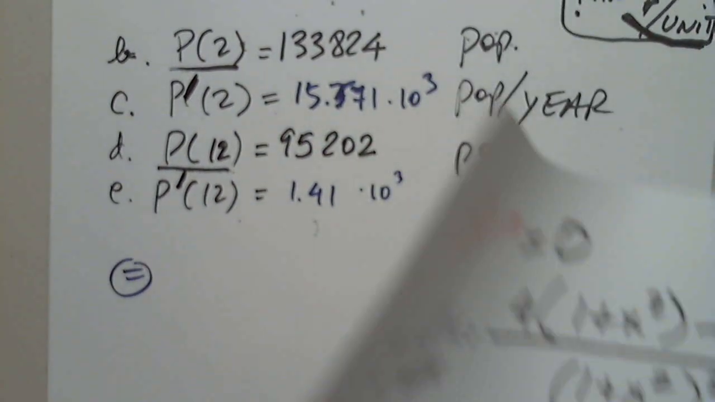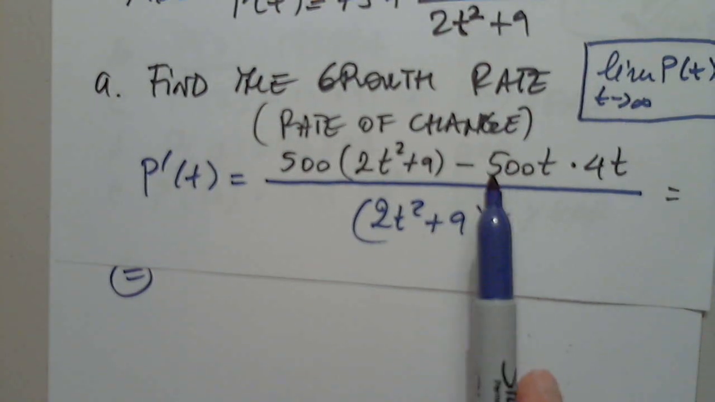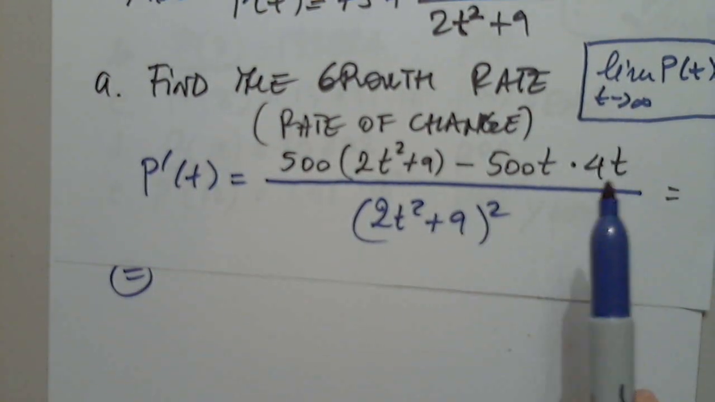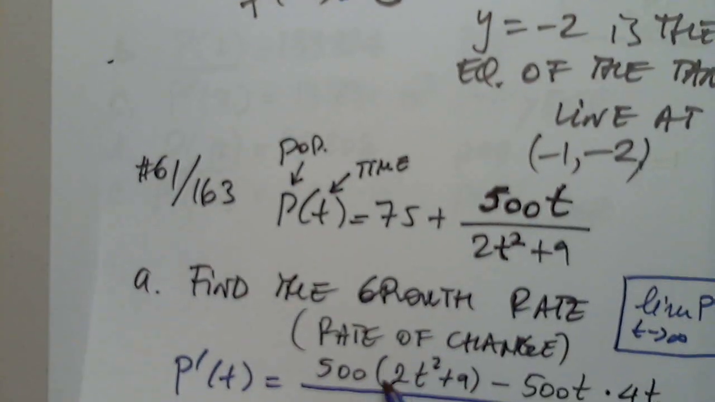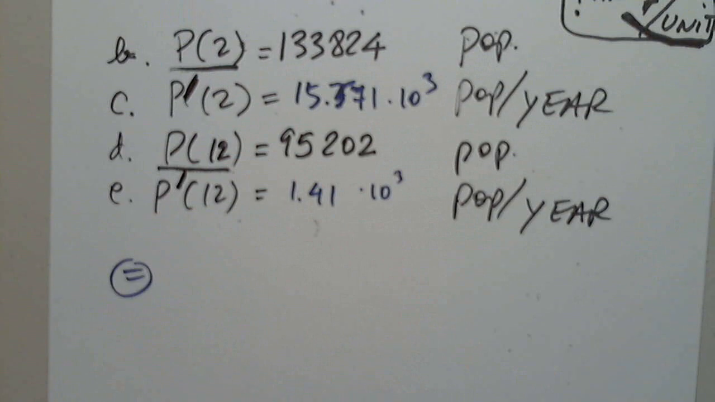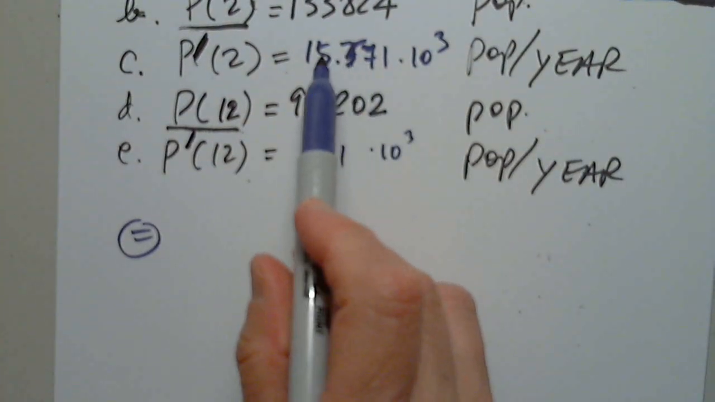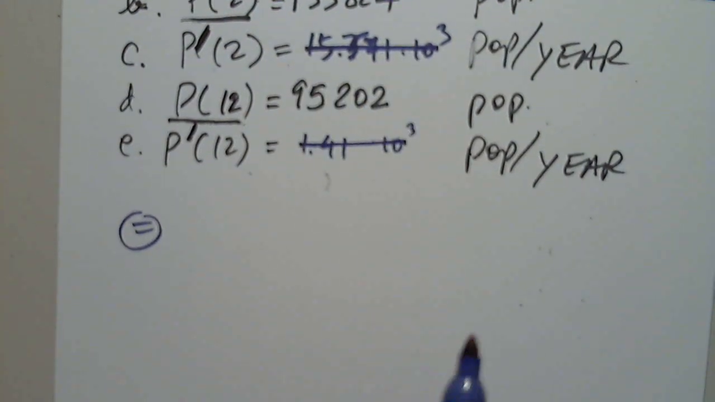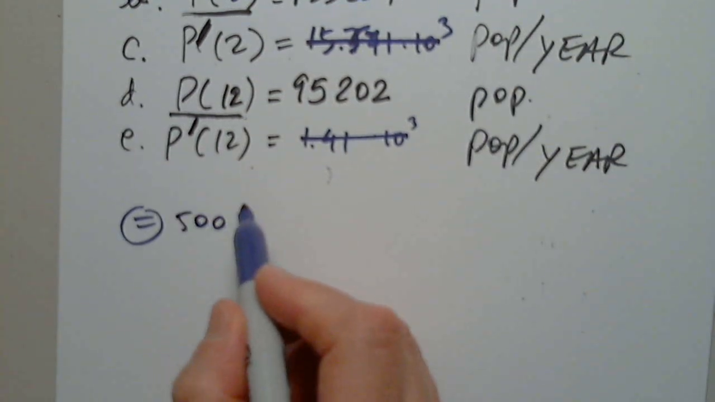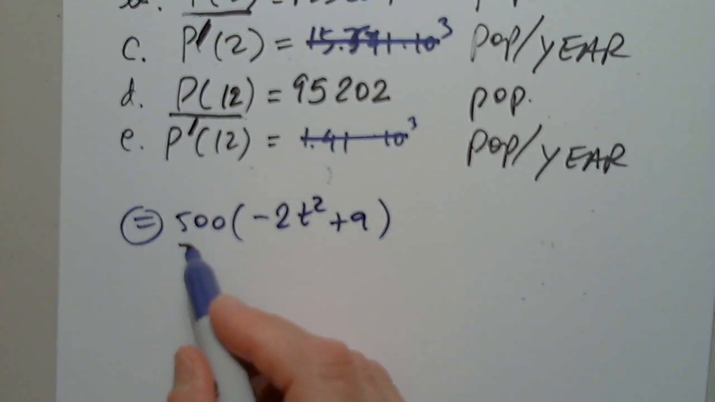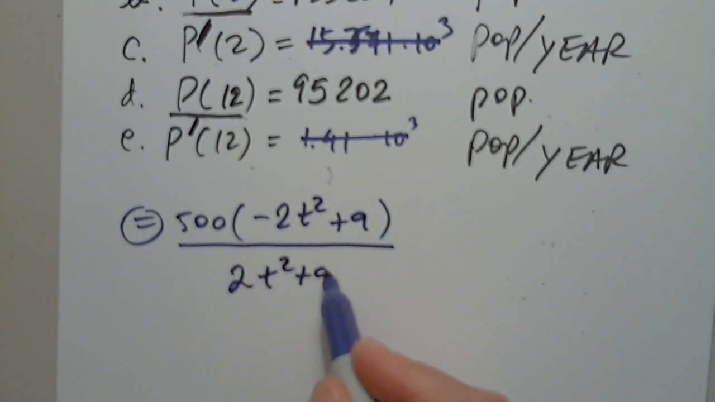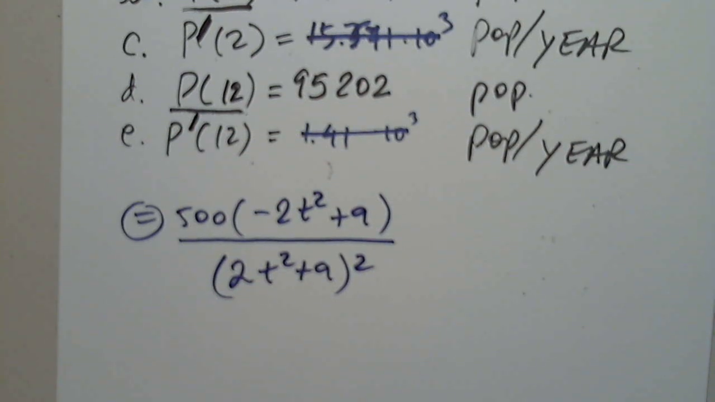So what happened was, that's why it wasn't making any sense. So factor 500, that's perfect. But t times 4t is 4t squared. So 2t squared plus 9 and then 4t squared. Now it makes sense. So this is incorrect. So we're going to make the correction in a minute. So we have 500 negative 2t squared plus 9 divided by 2t squared plus 9 squared. Very good. When it doesn't make sense, it doesn't make sense.